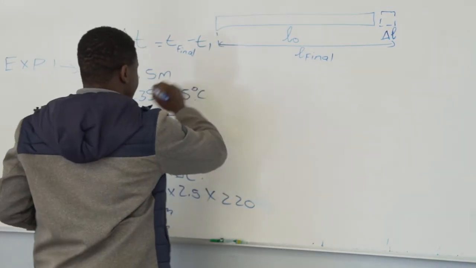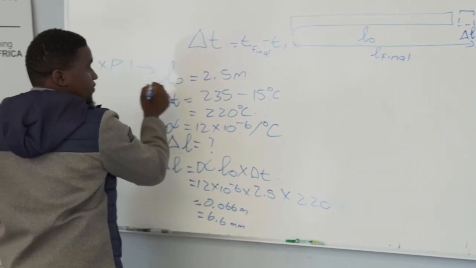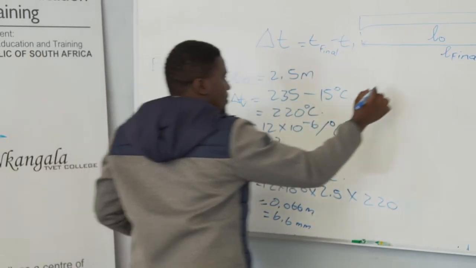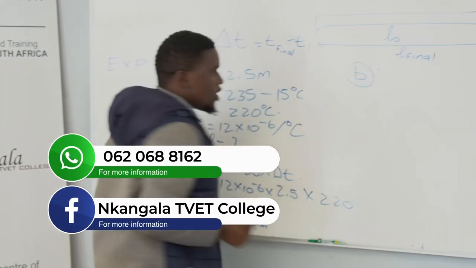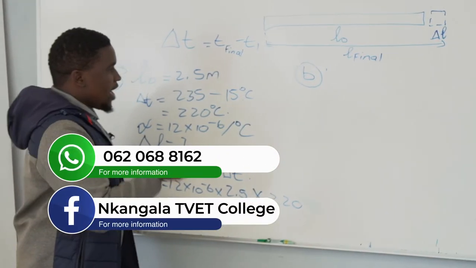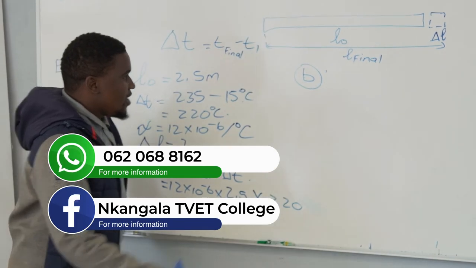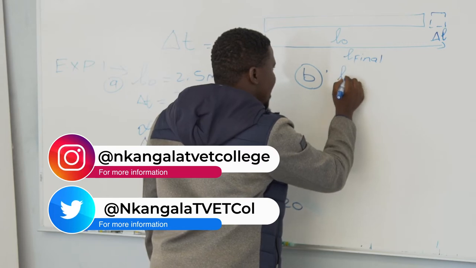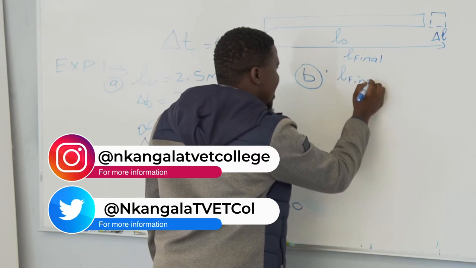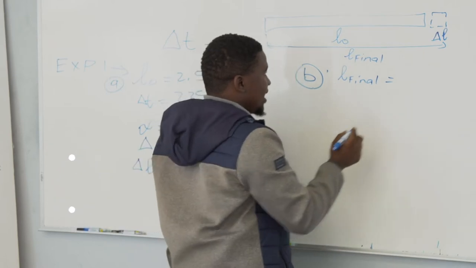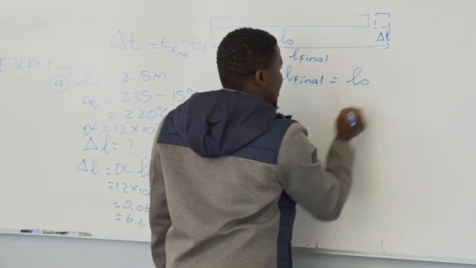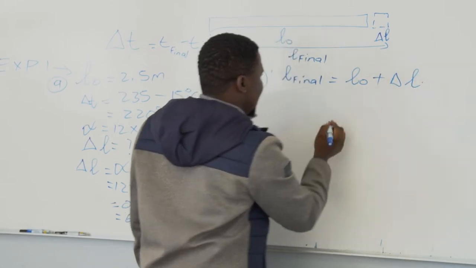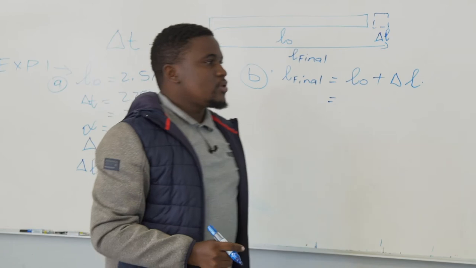One can say, let us just continue here for interest sake. Let us say this one is A. For number B, we are looking for our total expansion, which is our final length. Our final length, we are going to say our L final is equal to our L initial plus the change in length.